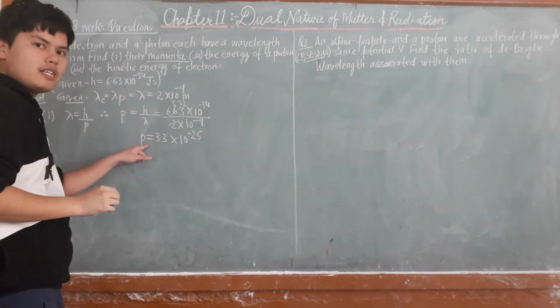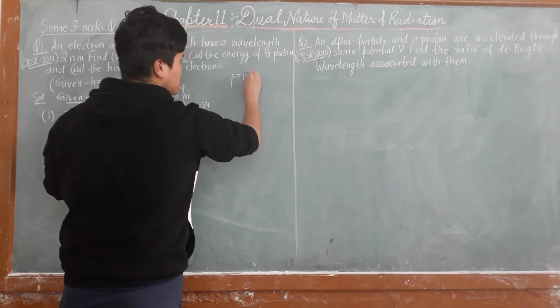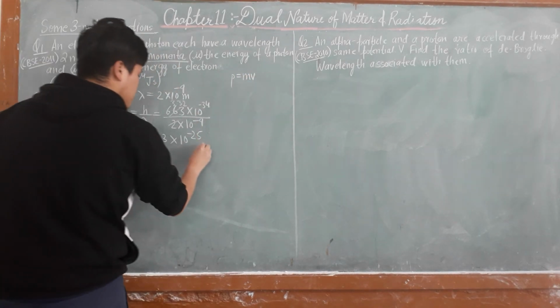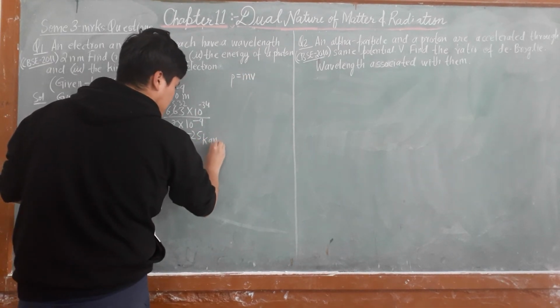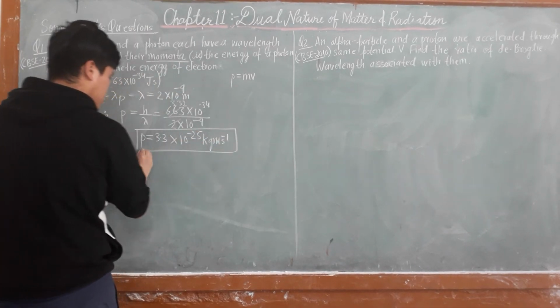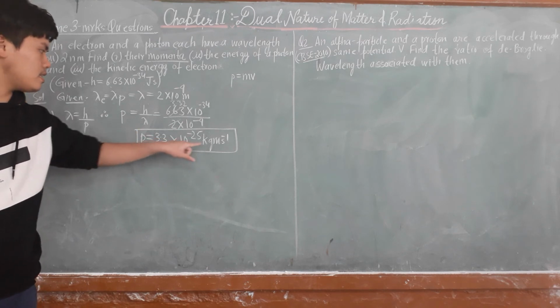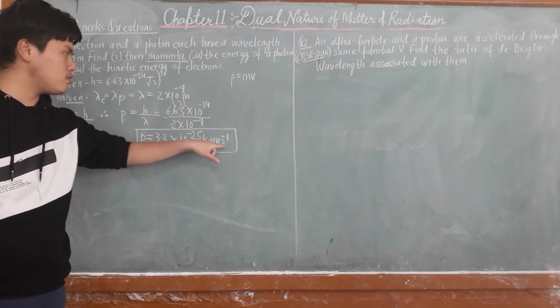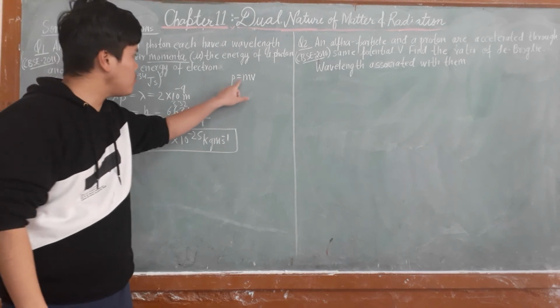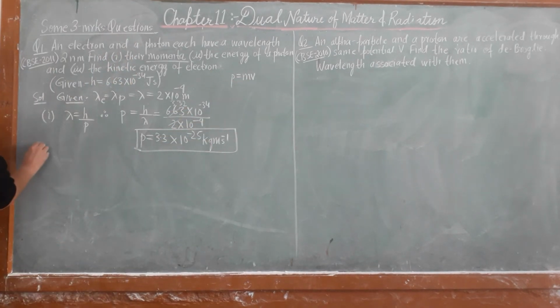Now what is the unit of momentum? Momentum means mass into velocity, so the unit is kilogram meter per second. The SI unit is very important. The SI unit of momentum follows from the formula, mass into velocity.